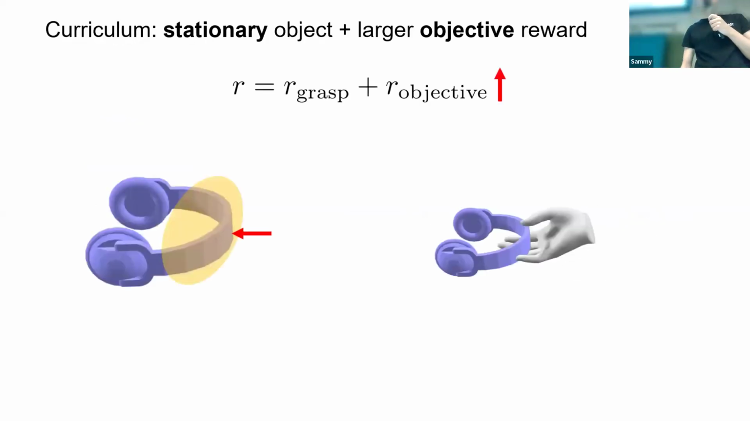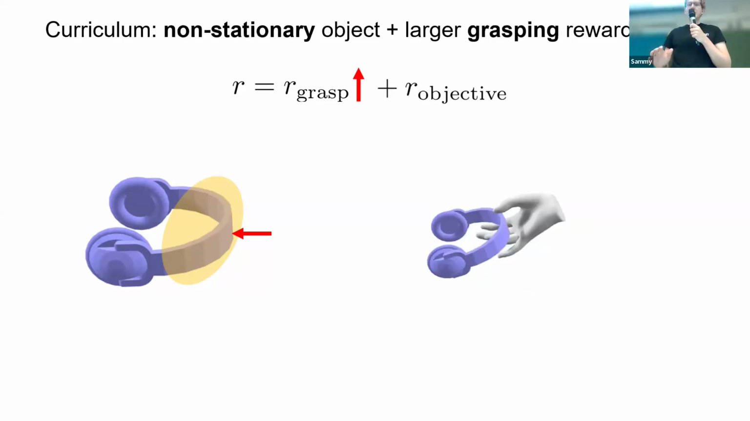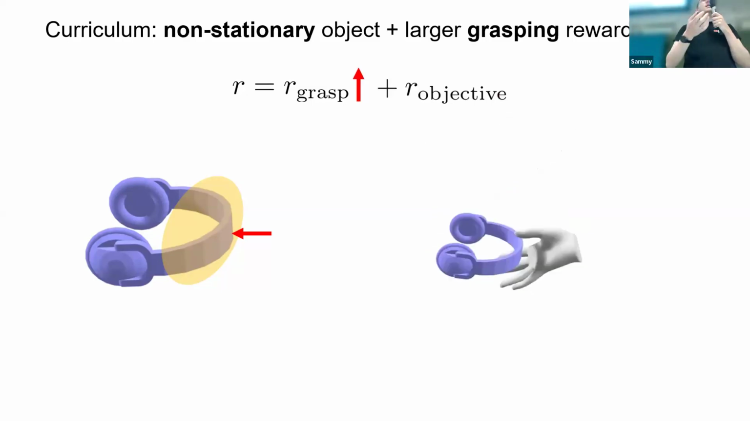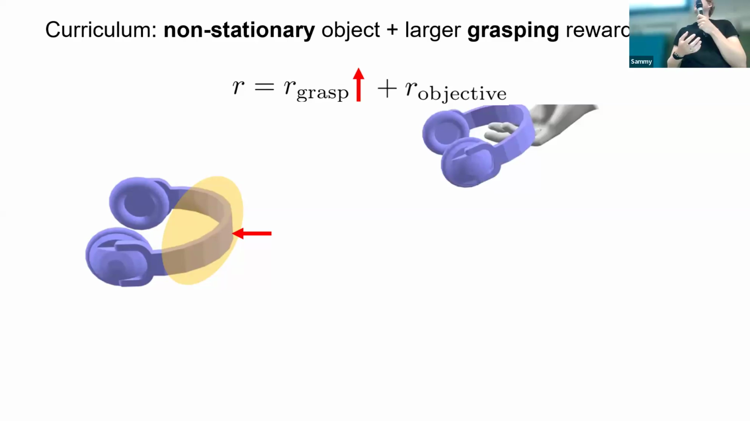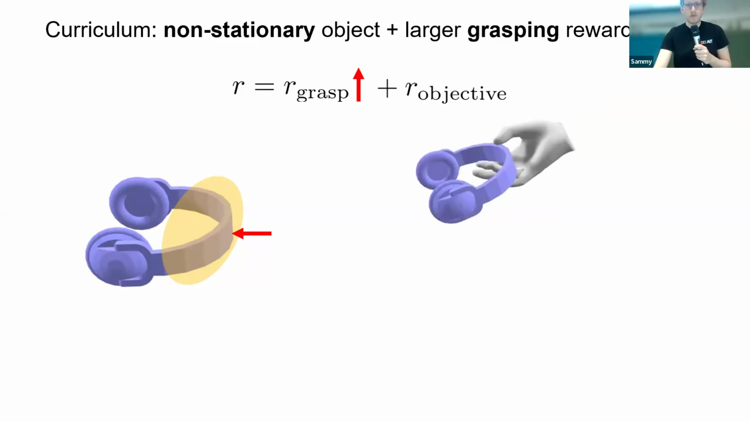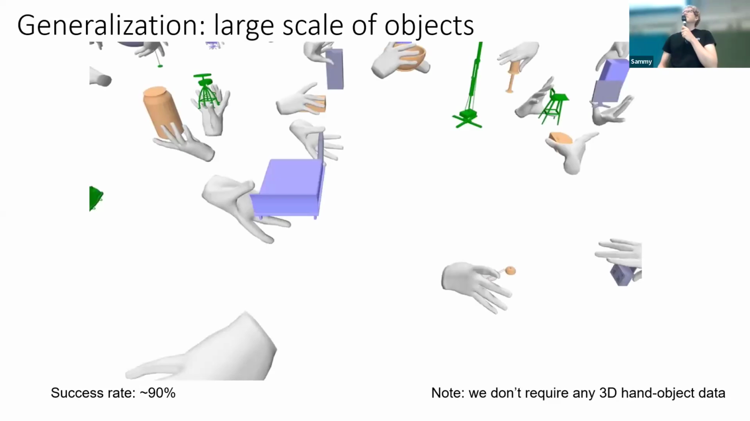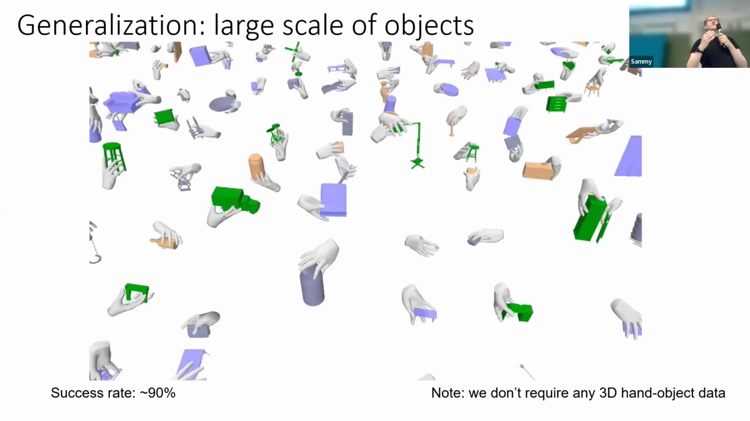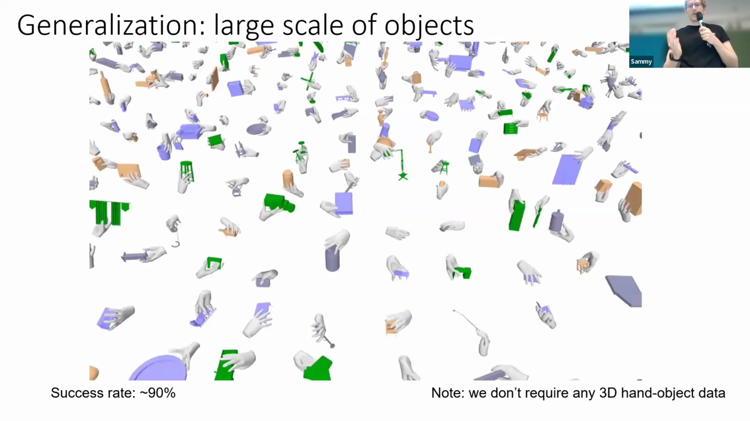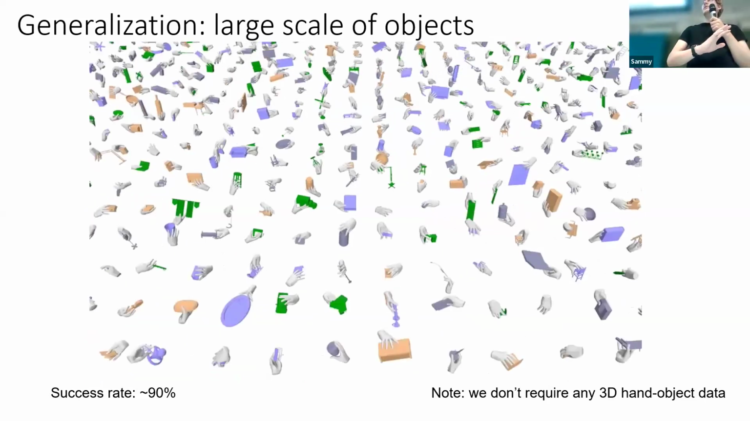And then we also introduced some learning curriculum that helps us achieve stable grasping and following the objectives. So what we do is first, we focus more on following the objectives and we fix the objects in space. And in the second part, we focus more on the grasping and make the objects non-stationary. Okay, so we ran results on ShapeNet, PartNet, and Objaverse, and can achieve success rates of over 90% in terms of grasp stability without requiring any 3D hand object data.